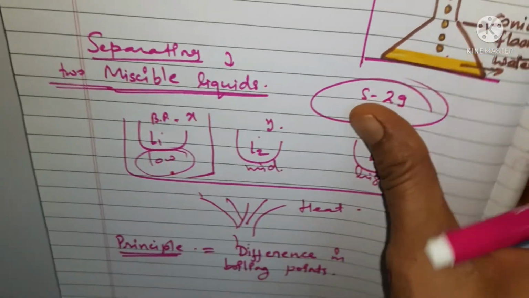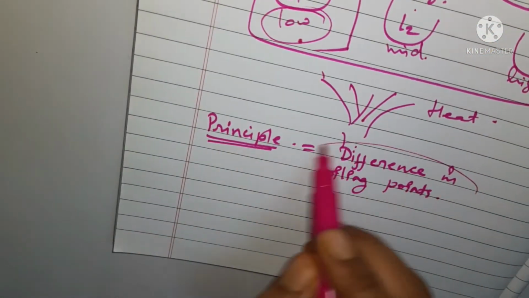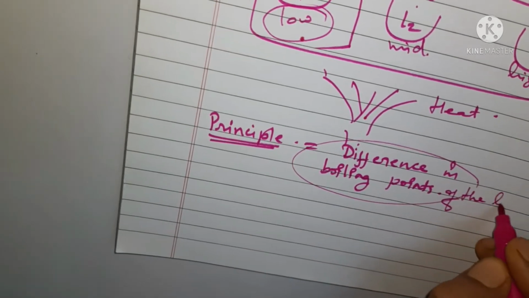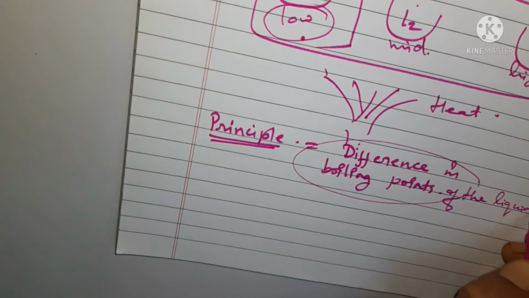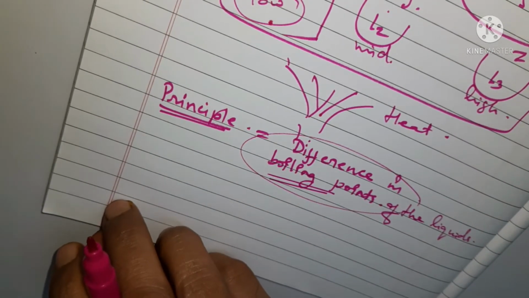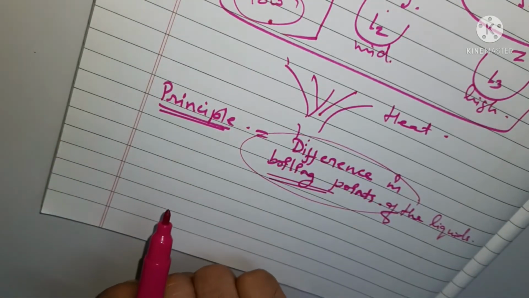So the basic principle, the property being used, is the difference in boiling points of the component liquids. This is the principle you are going to use, that the boiling points are different in the case of miscible liquids.